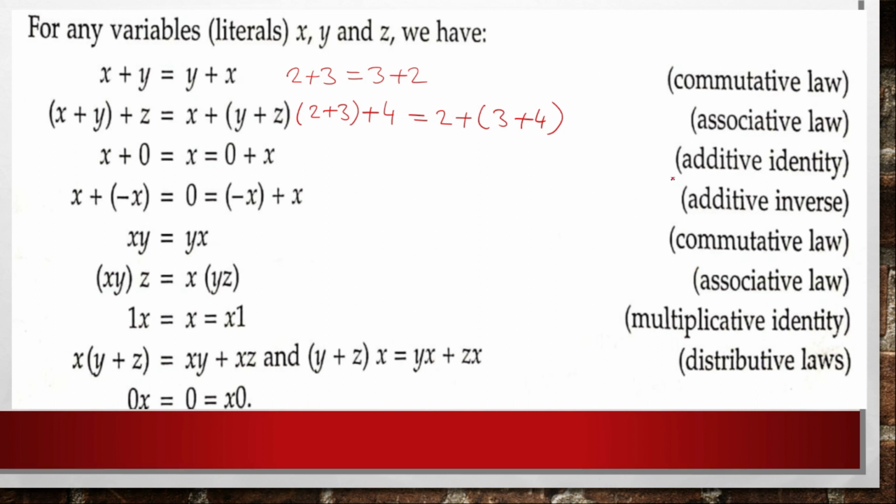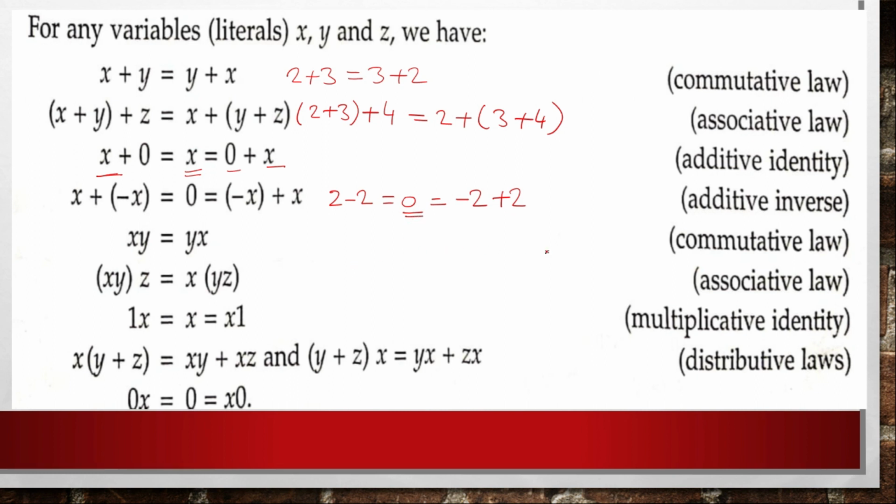Next is the additive identity. If you add 0 to x, the answer will be x. It will be the same if you add x to 0. Next is the additive inverse. That means if you add the negative of the same number, if I write 2 minus 2, the answer will be 0. In the same way, if I write minus 2 plus 2, the answer will be the same.